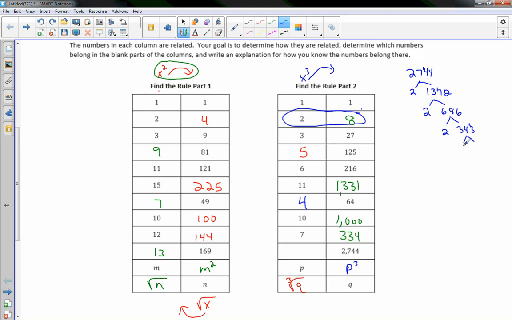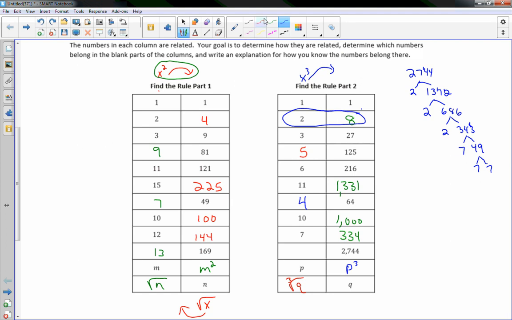All right, it's supposed to be 7. 7 goes into 34 4 times. I forgot to write my 4 here. 7 times 4 is 28 with a remainder of 6. And then 7 will go into 63 9 times. My apologies there. And then 49 is 7 times 7.